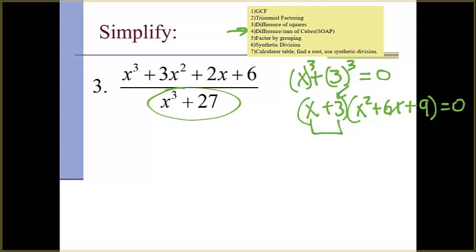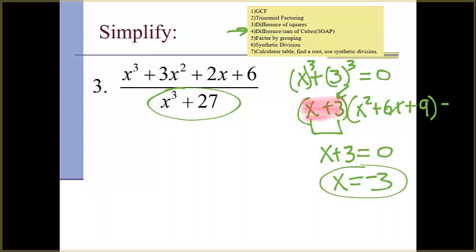So that equals 0. Now, if you look at this, you're probably looking at this part right here and saying, oh man, I have to actually use the quadratic formula. No. The reason is because your restrictions are not going to be complex numbers. So this part of the SOAP is always a complex number. So the only part that you have to set equal to 0 is this part right here. You have to set the x plus 3 equal to 0. So that means if you plug this in and you get x equals negative 3, that's your restriction.